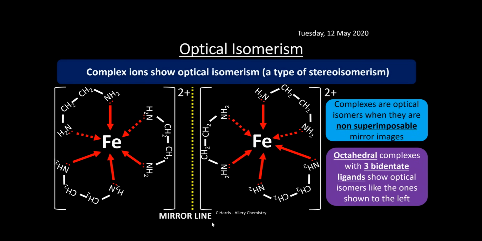So we need to be aware that there is optical isomerism in transition metals, and it is a type of isomerism that's quite important, because for drugs in particular, it allows us to tweak a drug to target particular parts of the cell, etc.